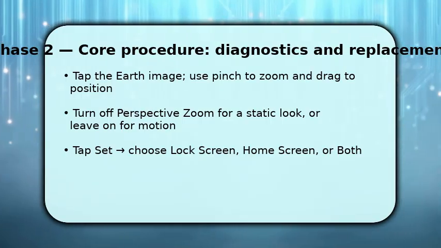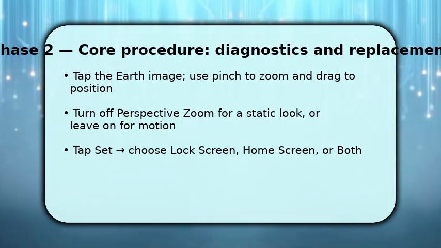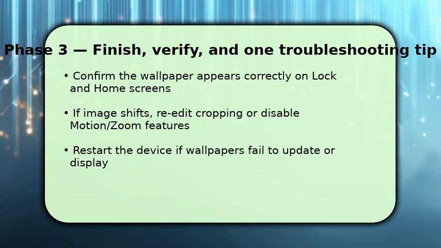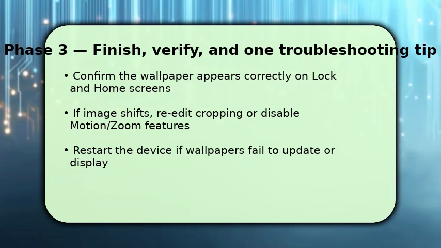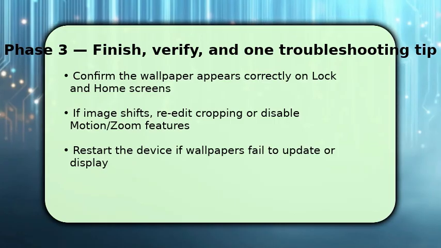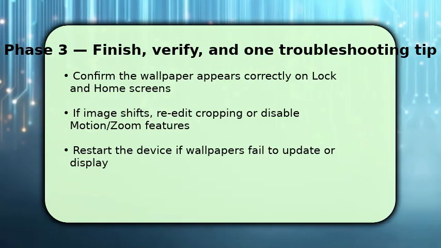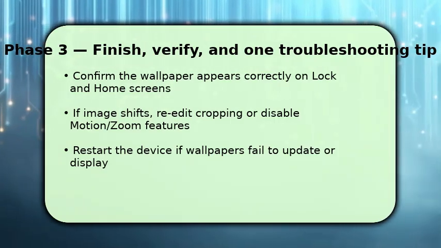Finish by checking both screens to confirm the Earth wallpaper displays as intended. If parts of the globe are cut off or the image shifts unexpectedly, go back and adjust the crop or disable perspective zoom. Small repositioning fixes most issues.